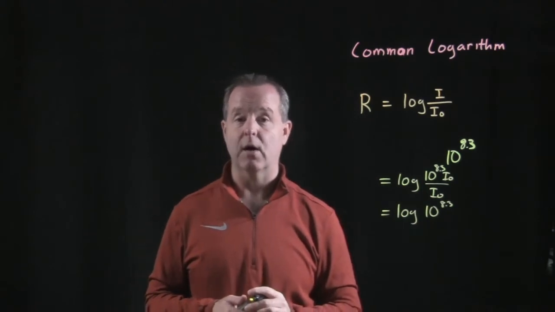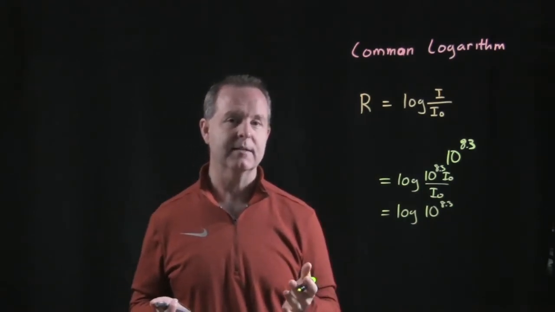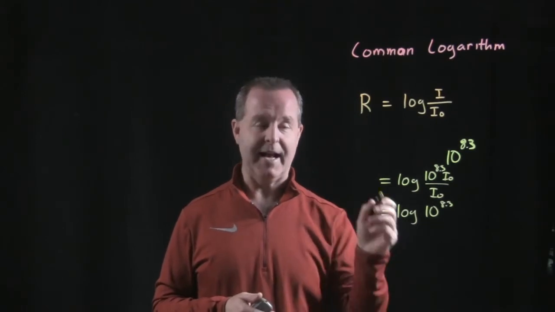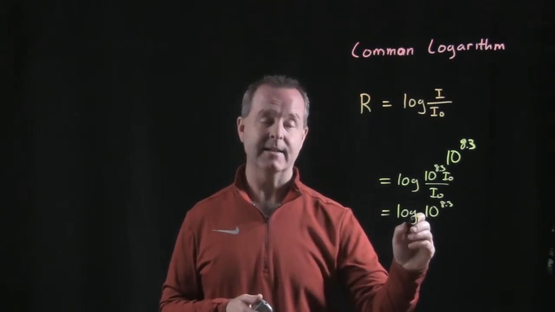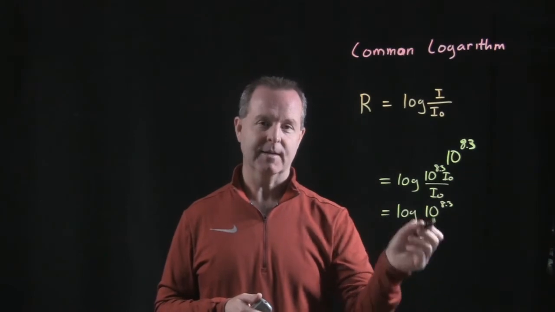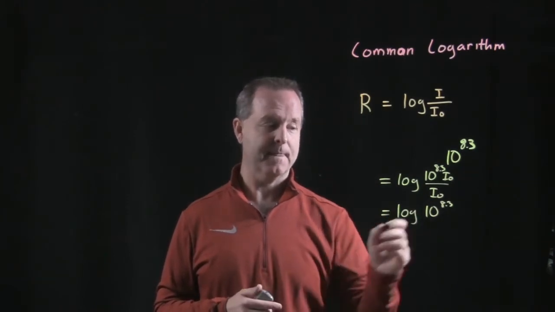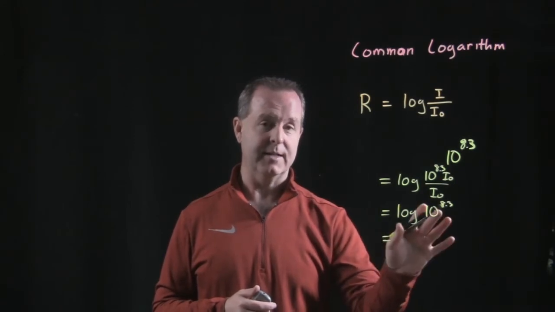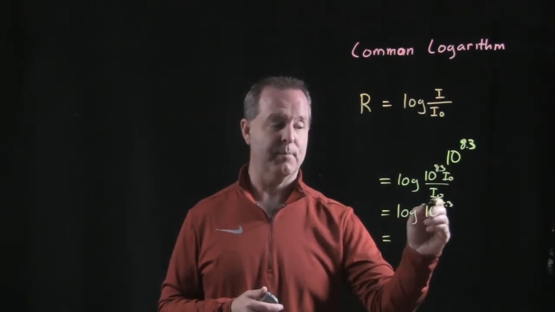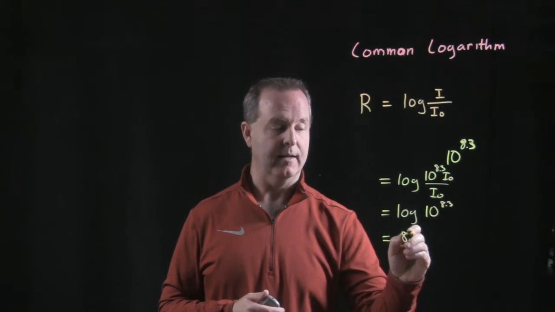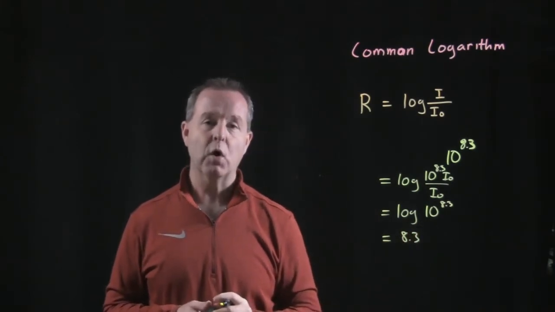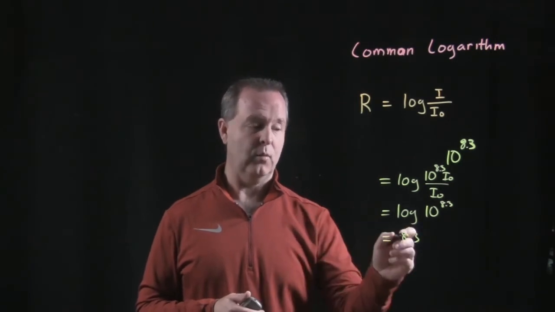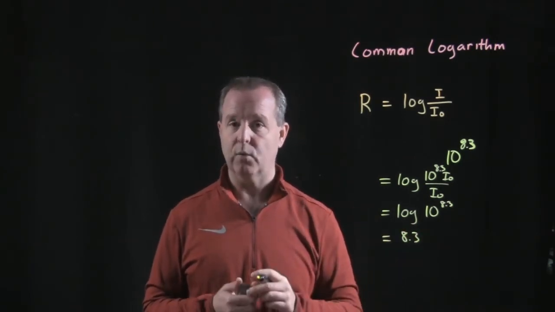So do you remember how we can solve that based on some of our properties? Well, first of all, understand that it's a common log. And if that's the case, there's an understood 10 as its base. Do you remember a property from a while ago where the base and the number were the same? The result of the log was just the exponent, which is 8.3. So on the Richter scale in 1906, the earthquake read 8.3.